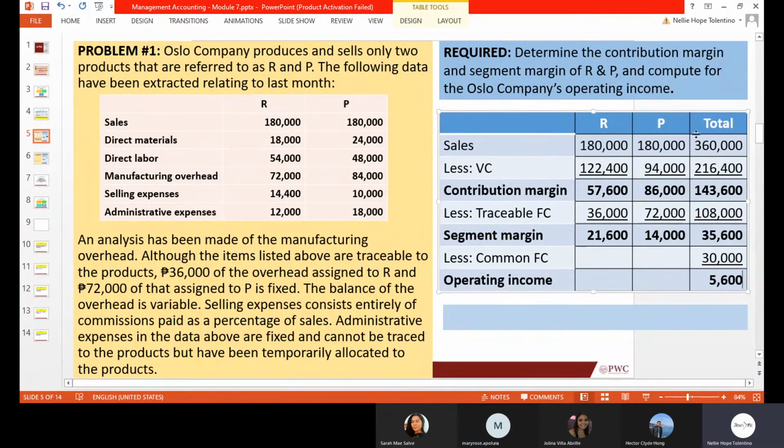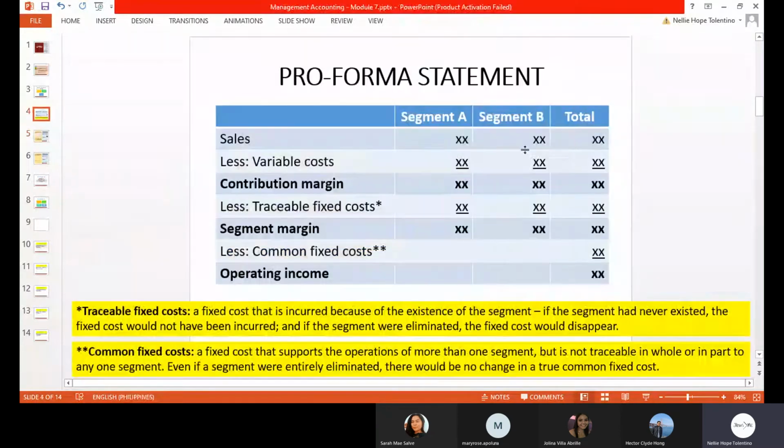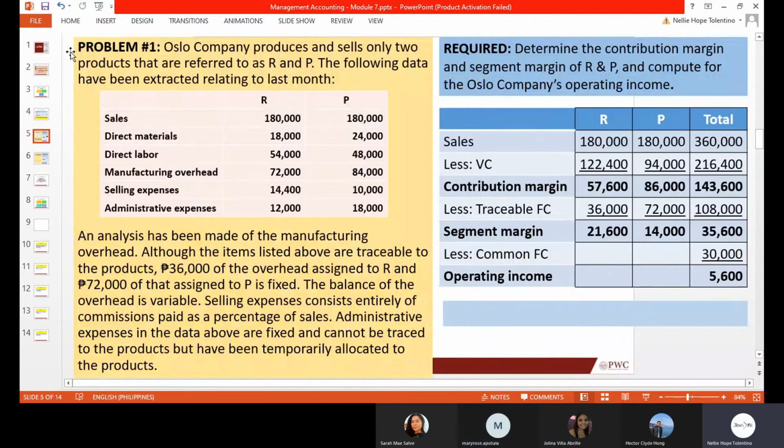So, we will not compute for the operating income of each segment, but we will compute for the operating income of the whole company as a whole so that we can follow our pro forma statement. Ang pro forma statement natin ganito, di ba? Hanggang segment margin lang yung per segment. Tapos, ililess mo yung total common fixed cost dito sa total segment margin para makuha mo yung operating income. So, nagets ba to? Questions regarding this before we head on to our next problem?